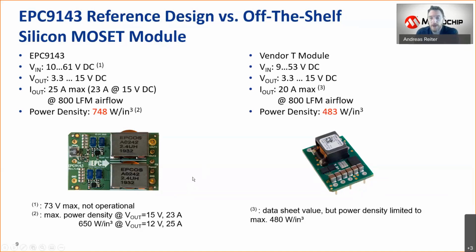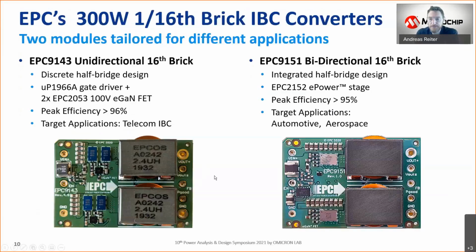So when we look at the two derivatives we have created, the major difference between them is that the 9143 uses two discrete gallium nitride switches and an external gallium nitride FET driver, which in itself occupies a little bit more space. When we compare this to the 9151, we see that we're using EPC's latest devices with integrated drivers. So that has a couple of advantages. First, it's a full half-bridge with a half-bridge driver, which is integrated. The only external component is the bootstrap capacitor.